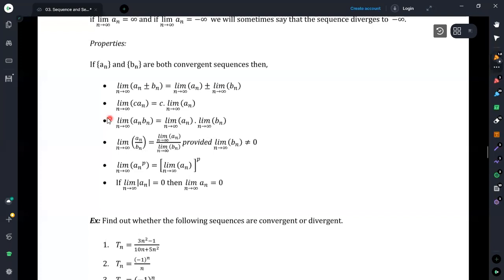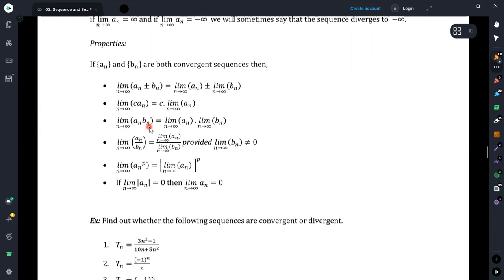Suppose you are considering the third property, which is related to two sequences. Here we have identified that an and bn are both convergent sequences. Therefore, if you obtain a new sequence by multiplying the existing sequences, then the new sequence will also be a convergent sequence. Here we have the value, the limit as n goes to infinity of an times bn. It is because the new sequence is obtained by multiplying the existing two sequences. Therefore, an times bn has to be considered.